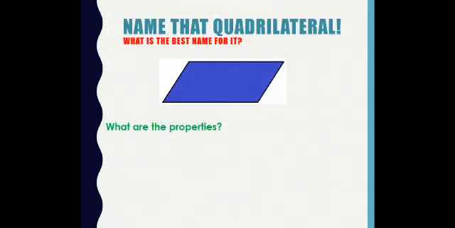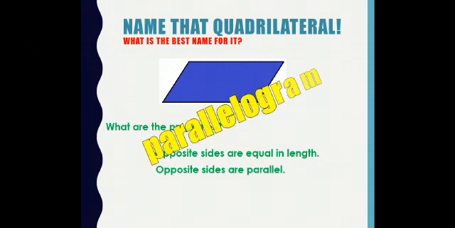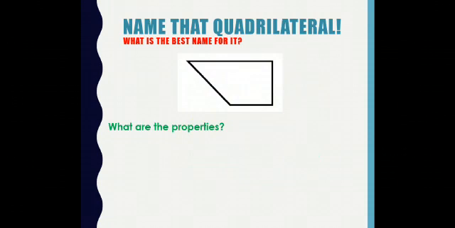Now let us recapitulate what we have done so far. Name that quadrilateral, what is the best name for it? The properties given to you are, opposite sides are equal in length. Second property, opposite sides are parallel. So when you have opposite sides which are equal in length and they are parallel, it is a parallelogram. Next question.